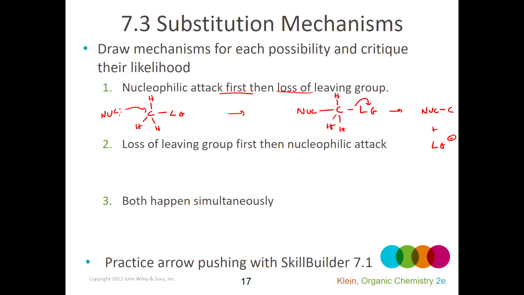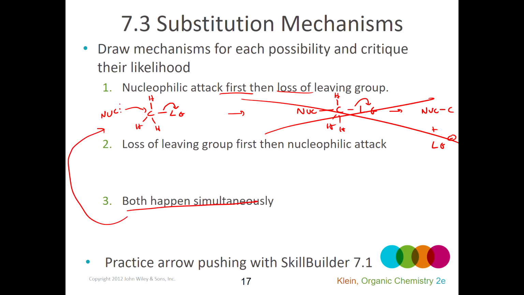So I can't bring in a nucleophile and create a 5-bonded carbon. So if the nucleophile is going to attack it first, this can't be the mechanism. The leaving group would have to leave at the same time. And so that's really option 3. The nucleophile can attack as long as the leaving group leaves at the same time. I can avoid the 5-bonded carbon that would otherwise occur there. And that's definitely something that's not going to happen. I'm not going to get a 5-bonded carbon.